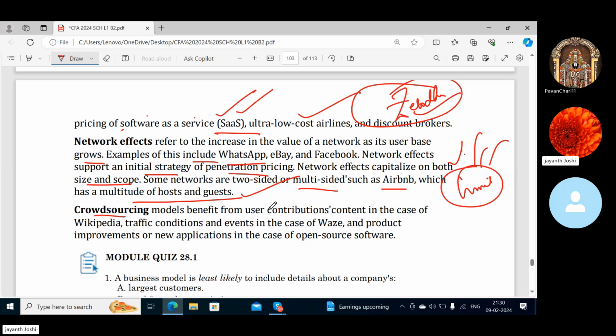That means they take money from the crowd and start something. Content, in the case of Wikipedia. These people get a lot of content from people. There are a lot of users on Wikipedia, like we are users, right? Whenever we want to search something for finance, we search on Google and we get a lot of websites, and then we become users of that. Traffic conditions and events in the case of Waze, and product improvements or new applications in the case of open source software. So all this is what you have seen.